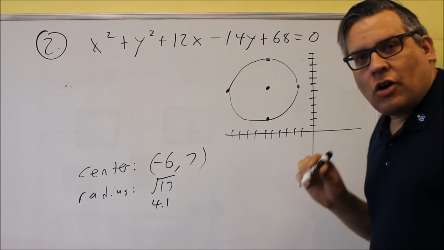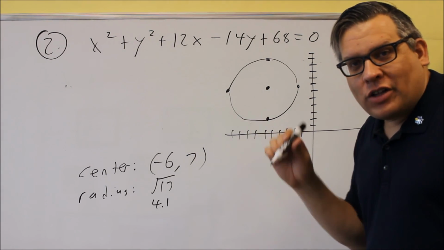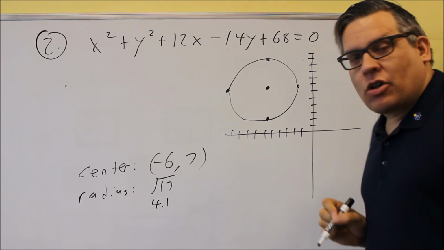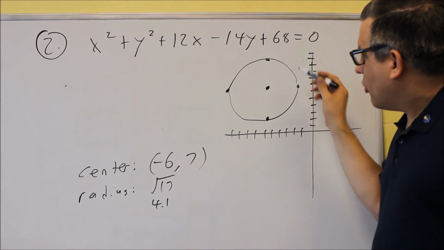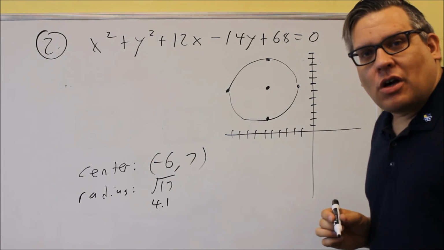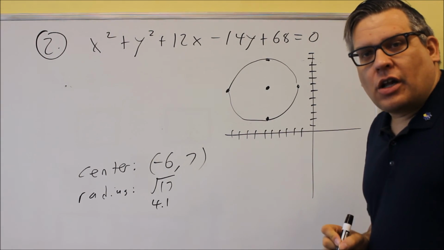Now this does fall outside the grid that you have on the test. On the actual test, I'll make sure that your grid encloses the entire circle. This particular one is a little bit off our grid that was provided in the sample test, but on the actual test, you'll be able to put the whole thing on a single graph.